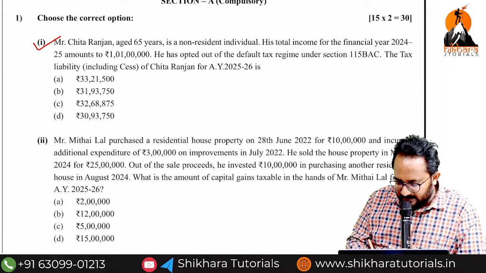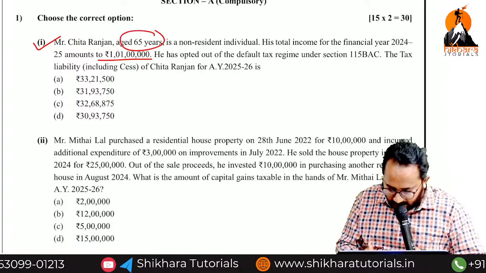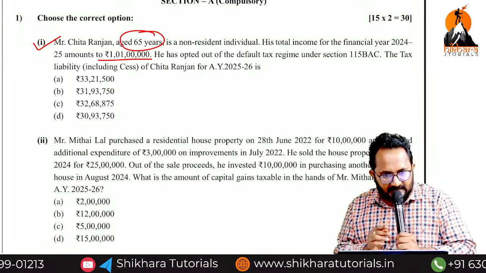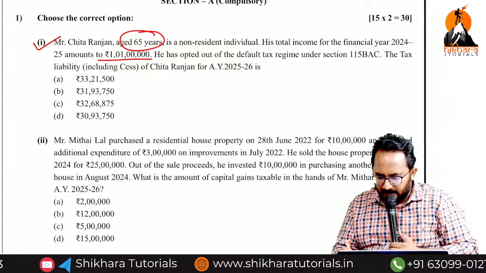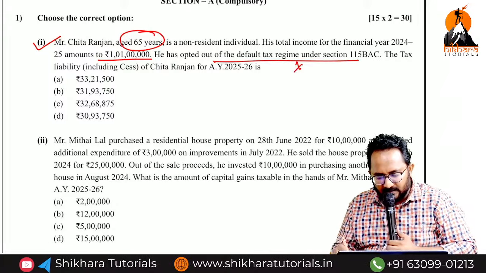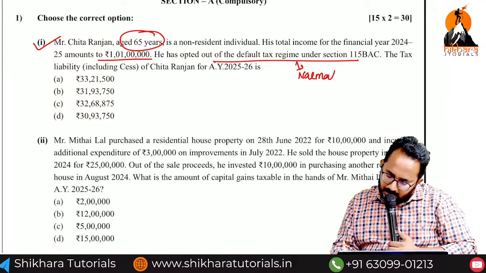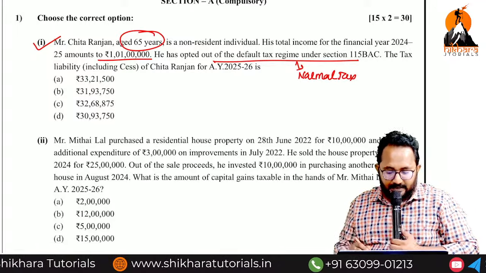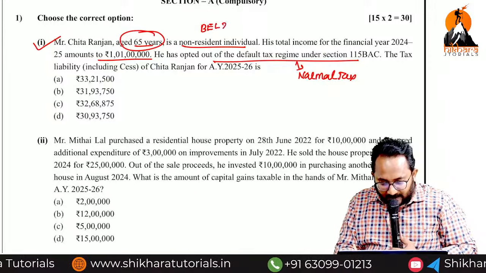Simply, it is a marginal relief question. Sir, how do you know it is marginal relief? Because for an individual, the basic limits for surcharge are 50 lakh, 1 crore, 2 crore, 5 crore. Here, opting out from the default regime means nothing but following the normal regime. And here you have to carefully take 65, meaning non-resident, basic exemption limit still 2 lakh.